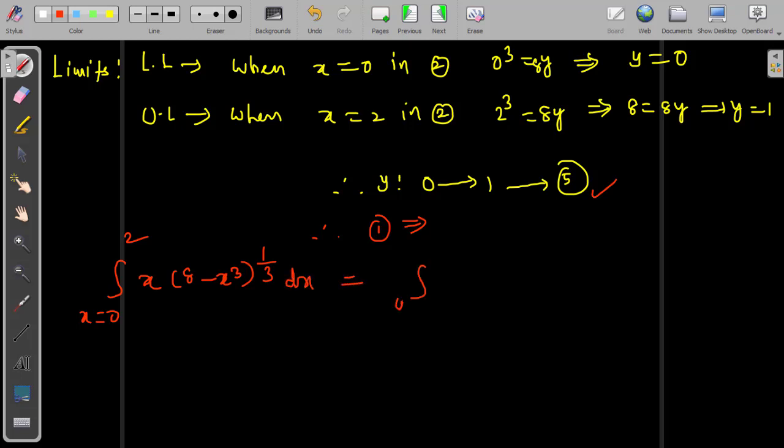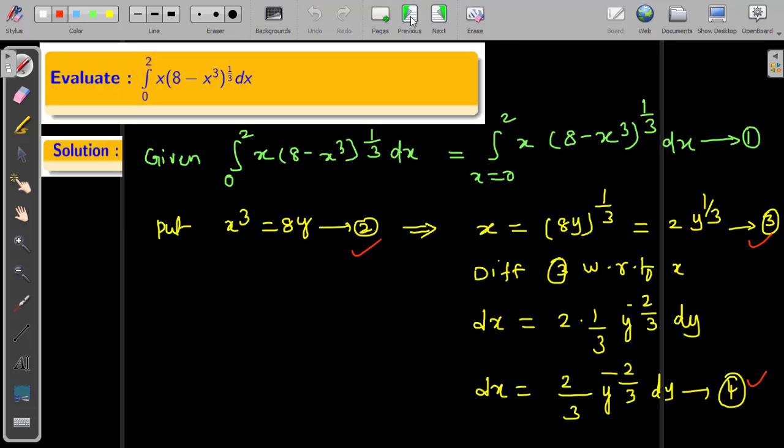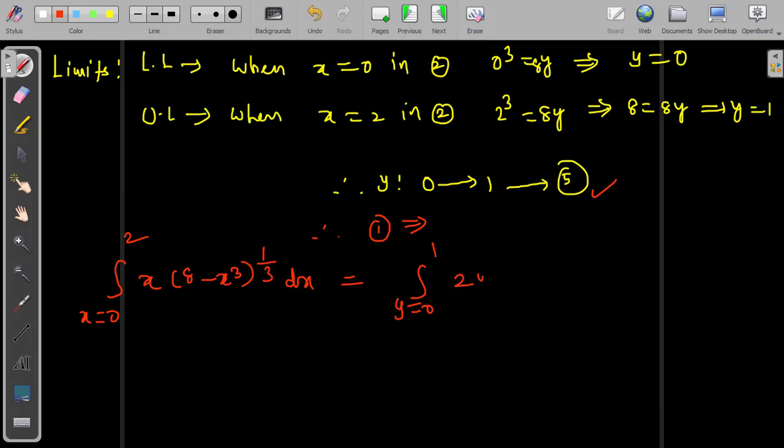Okay, y from 0 to 1 now. What is x from equation number 3? 2 times y to the power 1/3 is x. This is multiplied by (8 minus x cube), where x cube is 8y from equation number 2, all to the power 1/3. And dx is, from equation 4, 2/3 times y to the power minus 2/3 dy.